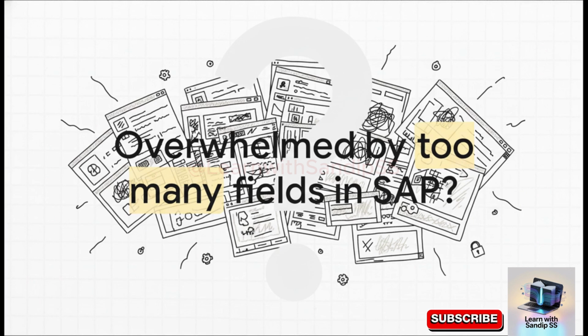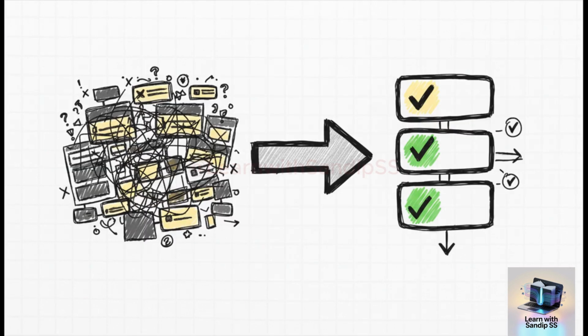You open up a transaction like ME21N to create a purchase order, and bam, you're hit with this wall of fields. So many boxes, so many tabs, and you probably only use 10 of them? It's not just messy, it's a recipe for mistakes, and it's just plain inefficient. But what if you could just make all that noise disappear?